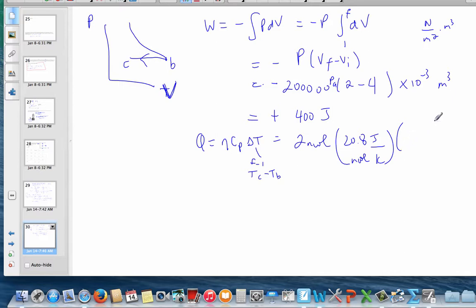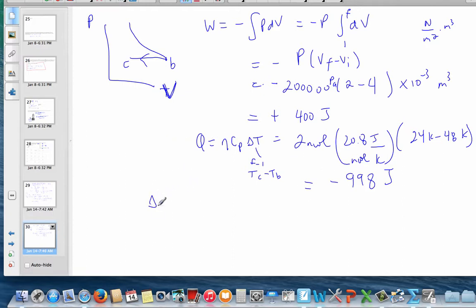So temperature C is 24 Kelvin. Temperature B is 48 Kelvin. So we see that the thermal energy flow ends up being negative. That means that thermal energy has flowed out of the gas.